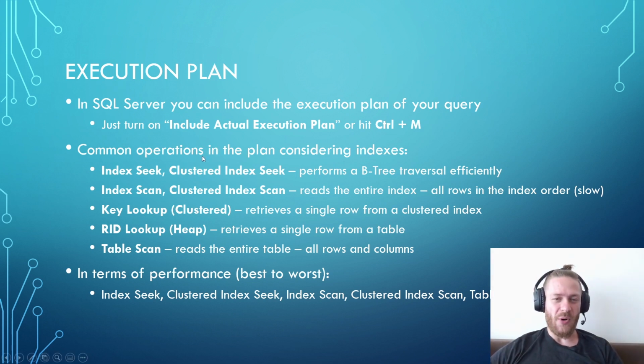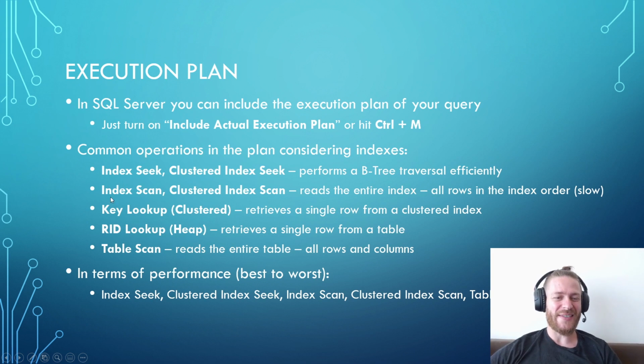So what are common operations in the plan which consider indexes? There are more, we are going to cover them in the next video, but for now we need to understand these 5 different operations. First, index seek or clustered index seek is a B tree traversal which is performed efficiently. So when we see index seek, we know that we're performing at our best, so to speak.